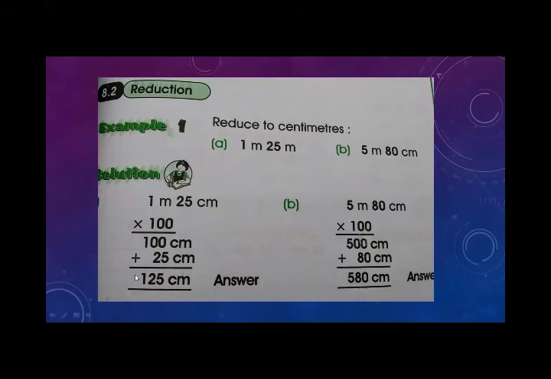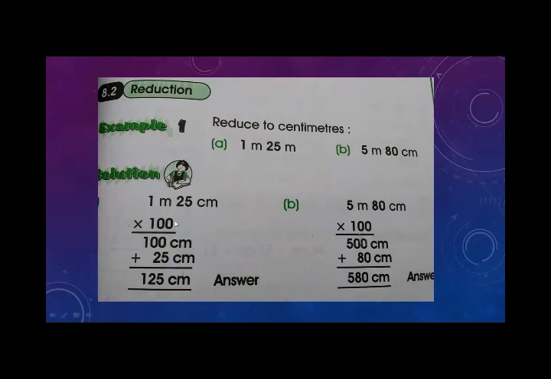This is the way to convert into centimeters. First of all, multiply by 100. You know that 1 meter is equal to 100 centimeters. So you multiply 1 by 100. So it will become 100 centimeters. 100 ones are 100 centimeters. Then you write 25 here. Then you add up these two numbers. 5 plus 0, 5. 2 plus 0, 2. And 1 here. So 125 centimeters is your answer here.